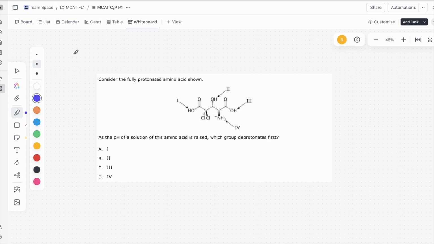All right, it says consider the fully protonated amino acid shown. As the pH of the solution of the amino acid is raised, which group deprotonates first? So basically what this is asking is which one of these is the most acidic? We can immediately rule out 2. With the answer choices, that's going to be 2 and 4.